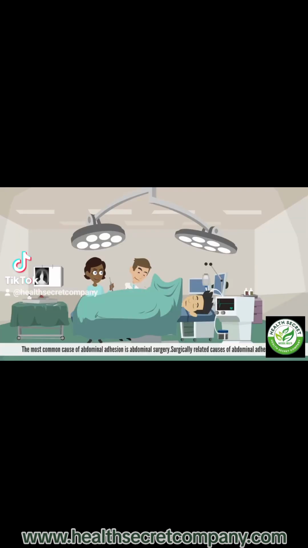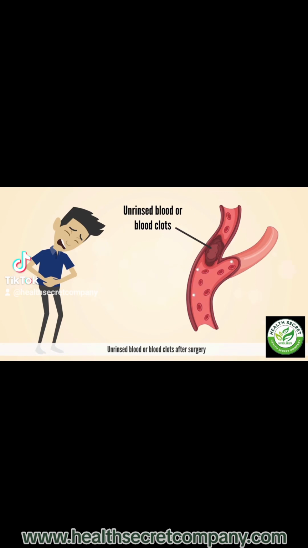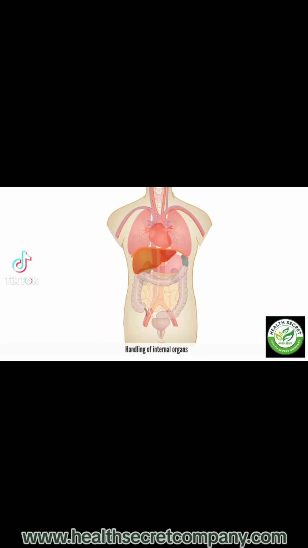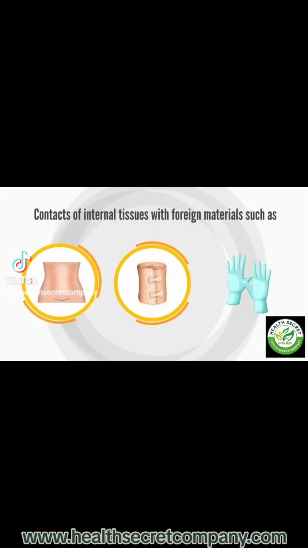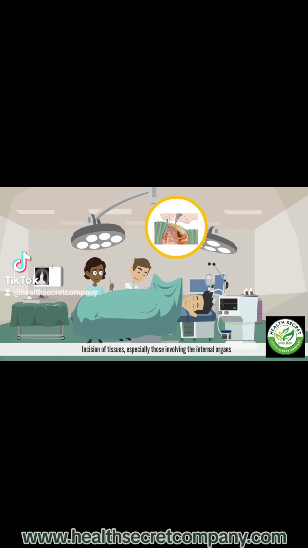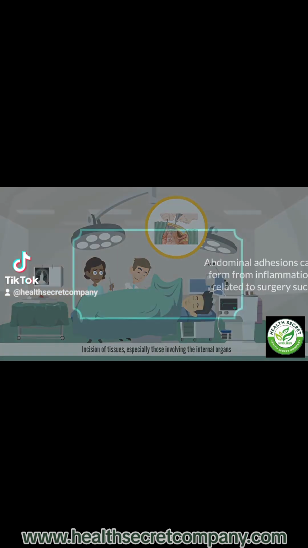Causes. The most common cause of abdominal adhesion is abdominal surgery. Surgically related causes of abdominal adhesion include unrinsed blood or blood clots after surgery, the drying out of internal organs and tissues, handling of internal organs, contact of internal tissues with foreign materials, such as stitches, gauze, surgical gloves, and incision of tissues, especially those involving the internal organs.